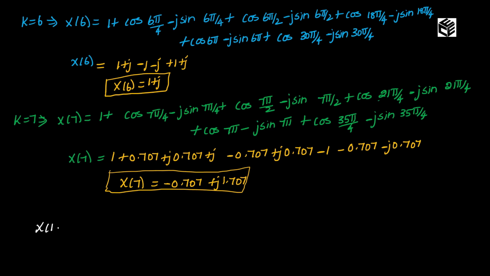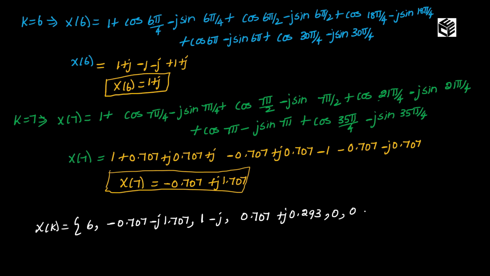Summarizing the final values, that is x of k is equal to 6 comma minus 0.707 minus j 1.707 comma minus 1 minus j comma 0.707 plus j 0.293 comma 0 comma 0.707 minus j 0.293 comma 1 plus j comma minus 0.707 plus j 1.707.